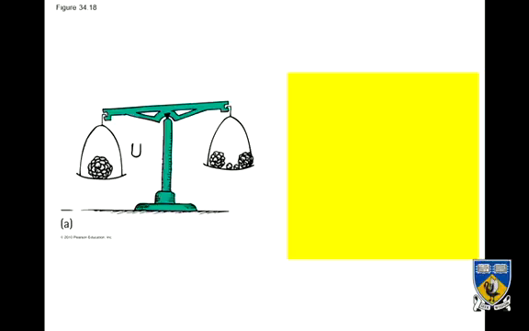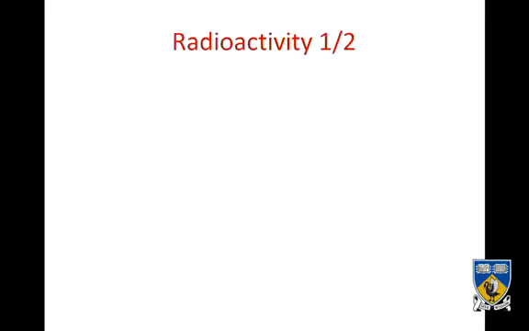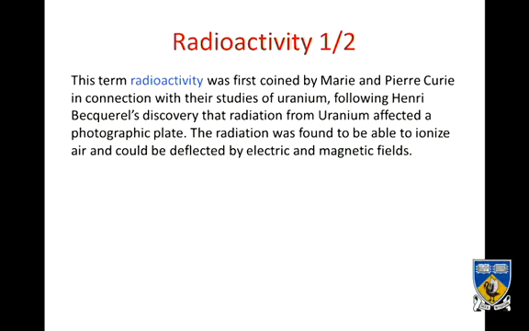So here's the case for fission. You start off with a heavy bound nucleus, and when you split it up, you find out that the constituents are lighter than what you started with, and the difference, of course, is the energy that's released in the nuclear reaction. So now we're in a position to talk about radioactivity.